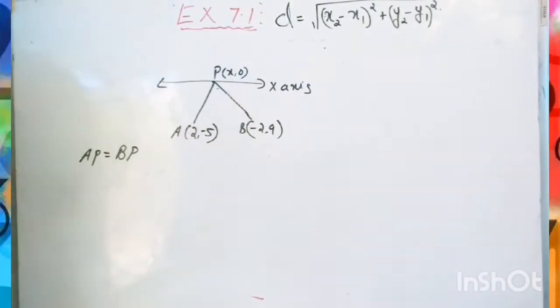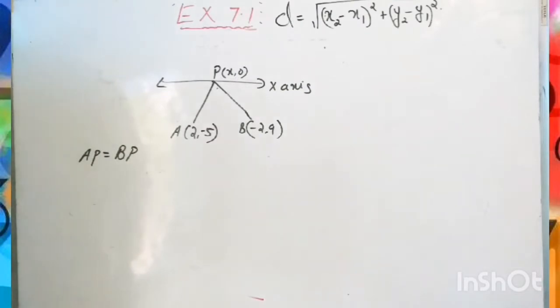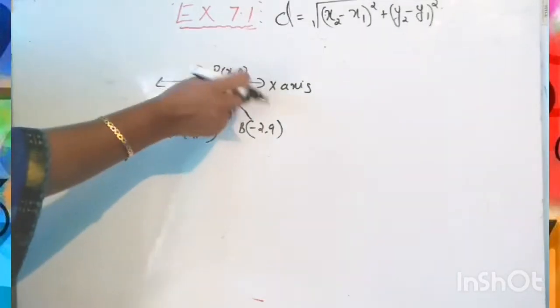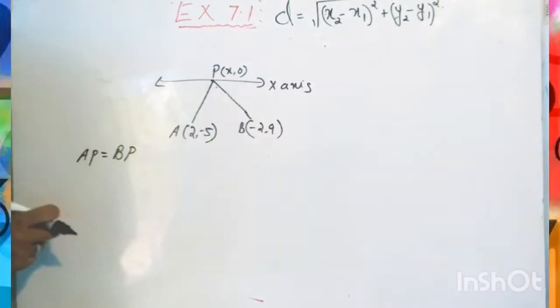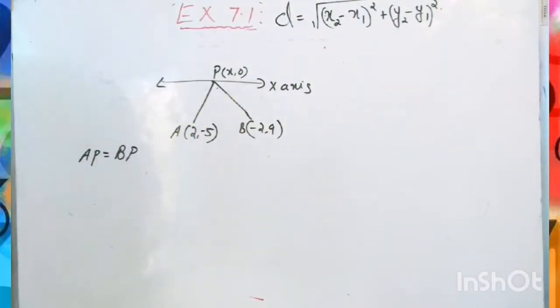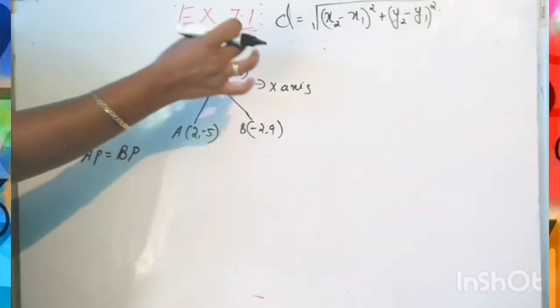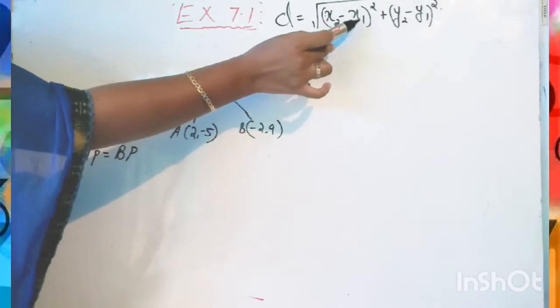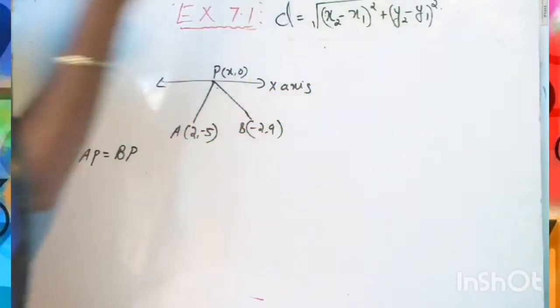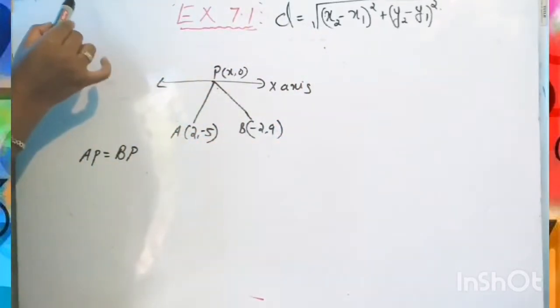Since this point lies on x-axis, the y-coordinate of this point is equal to 0. We are taking a general point. That's why the coordinate of that point is ordered pair x, 0. Now we are going to apply distance formula. We know that the distance formula D is equal to square root of x2 minus x1 all square plus y2 minus y1 all square.